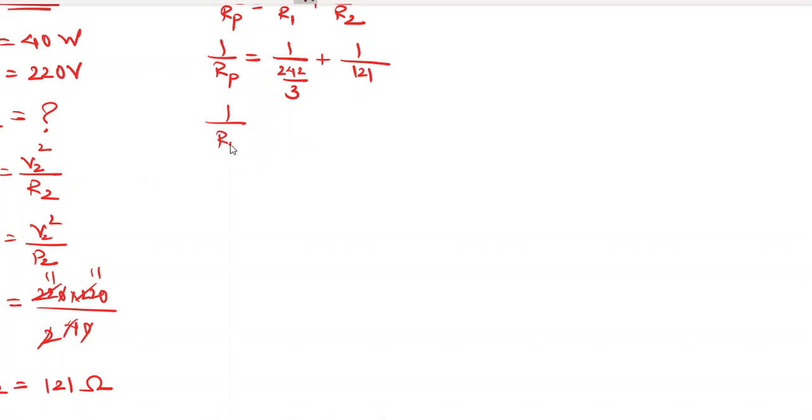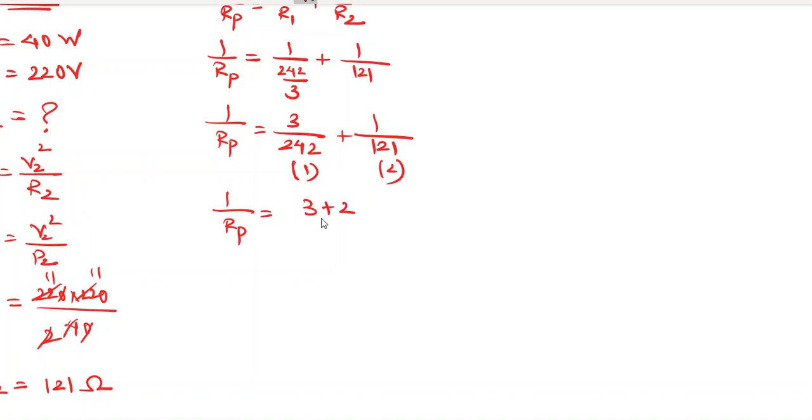So 1 upon Rp will be 3 upon 242 plus 1 upon 121. 242 1s are, 121 2s are. 1 by Rp is equal to 3 plus 2 upon 242. Right? So 5 upon 242, or Rp is equal to 242 divided by 5. Still would keep it in fraction. Let's see what happens ahead.